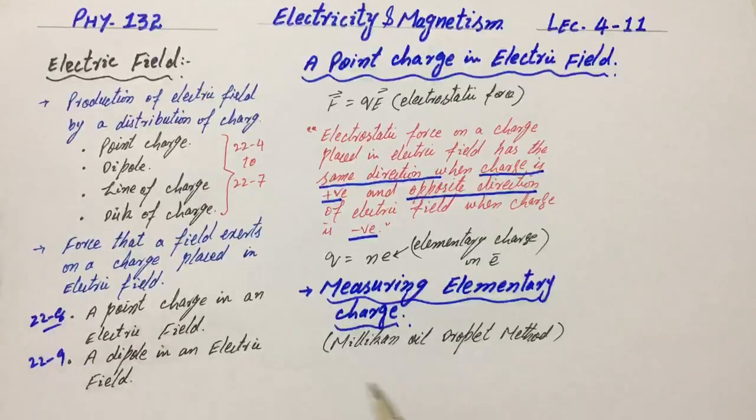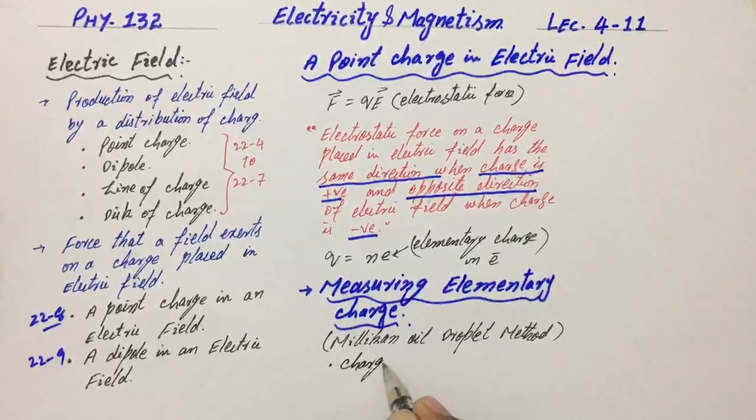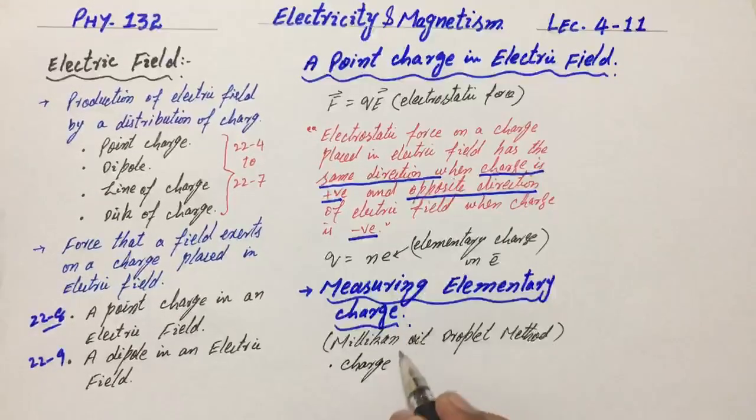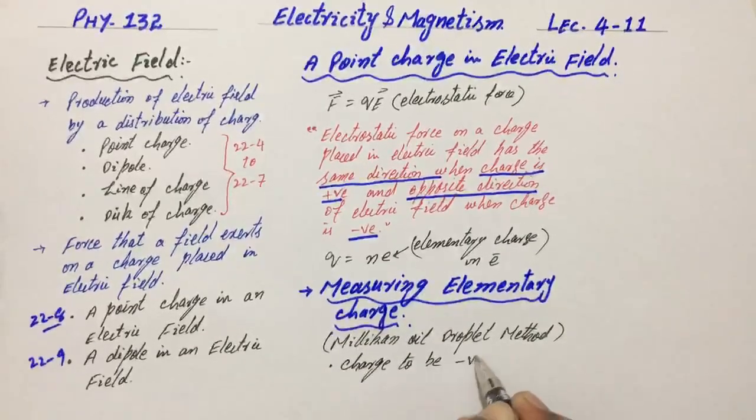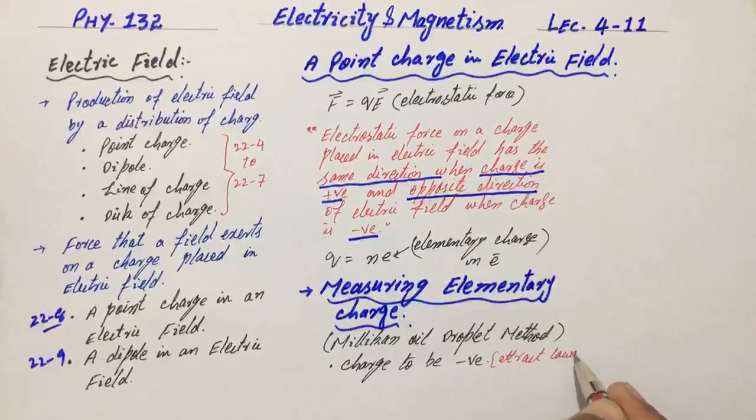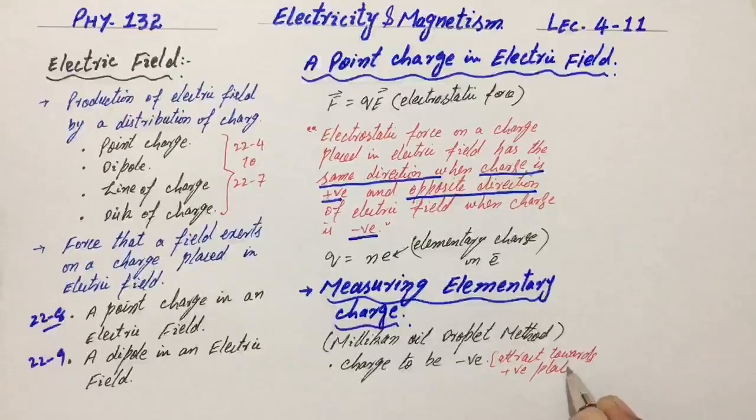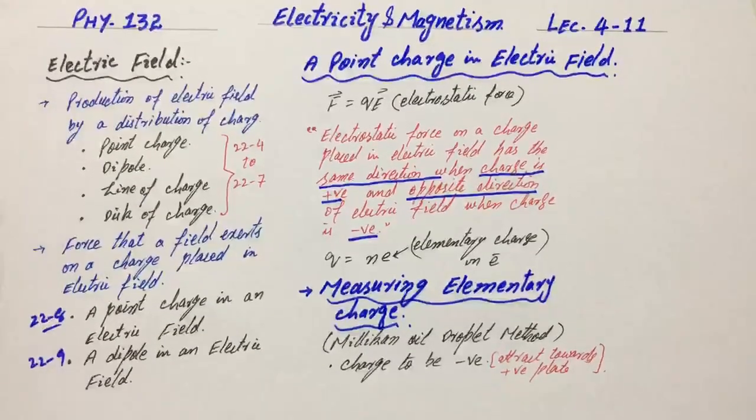So in that experiment, the charge was considered to be negative. The first thing he started with was the assumption that the charge is negative. So if the charge is negative, it will be attracted towards a positive plate. Over here it will be attracted towards the positive plate, and in our situation the positive plate was P1.